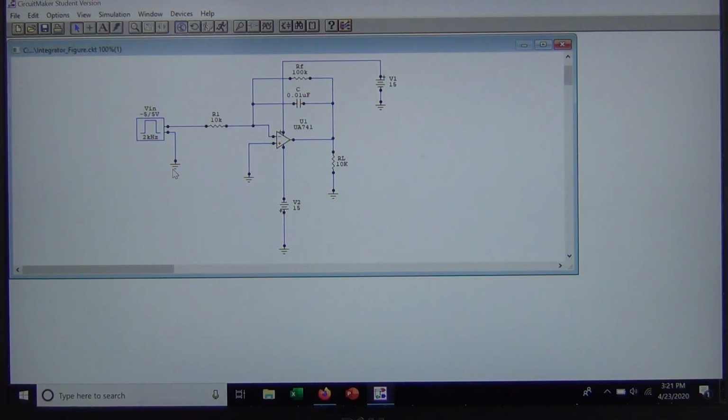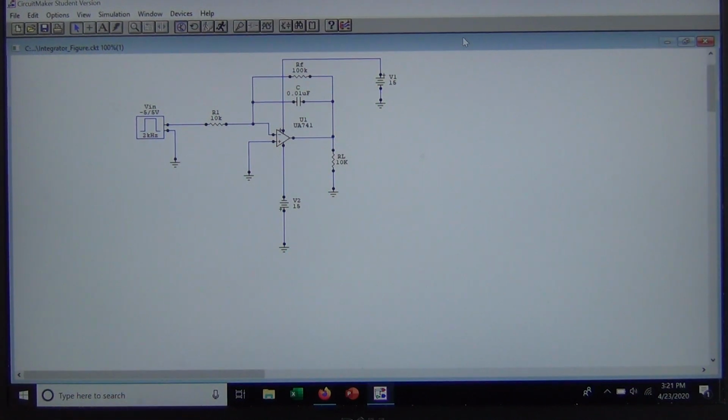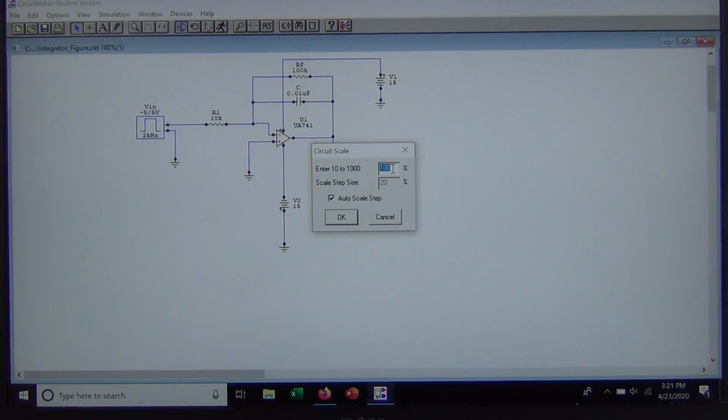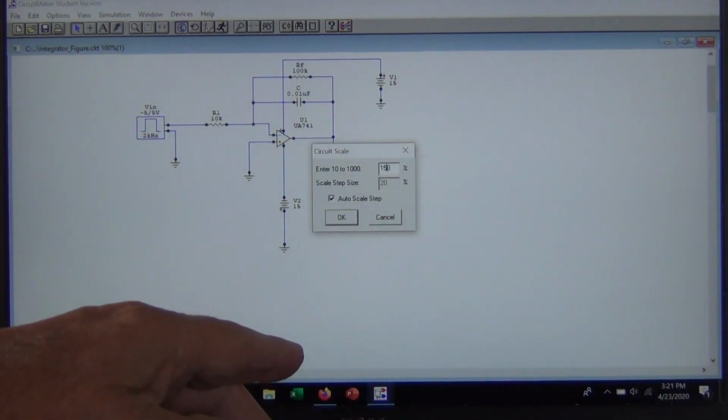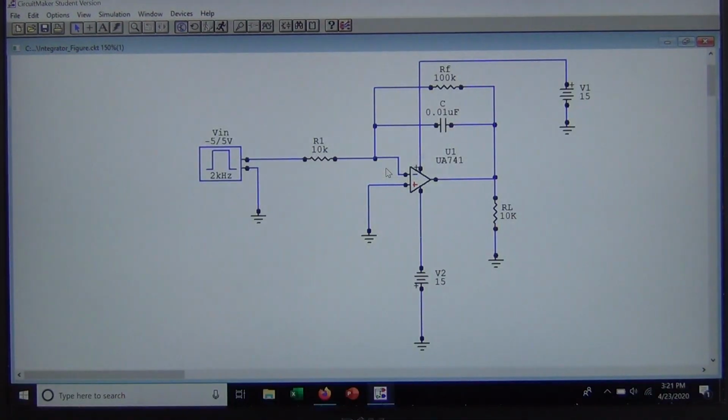And here's the circuit. Blow it up so you can see it better. Let's put it about 150. There we go.